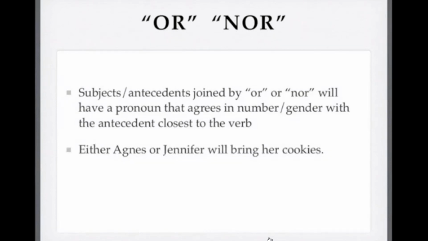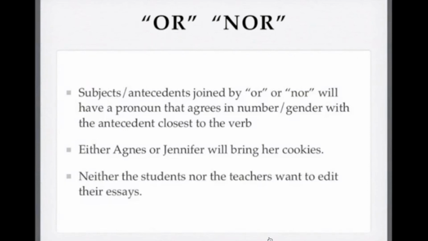Let's take a look. Either Agnes or Jennifer will bring her cookies. For this rule, I focus in on the verb first. Will bring. Next, I find the subject that is closest to will bring, Jennifer. So I make my pronoun her match Jennifer. It just so happens that it can also match Agnes, but that doesn't matter. To tell, I'm going to focus in only on the subject or antecedent that is closest to the verb.